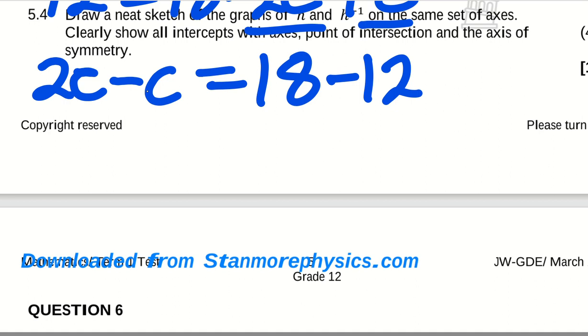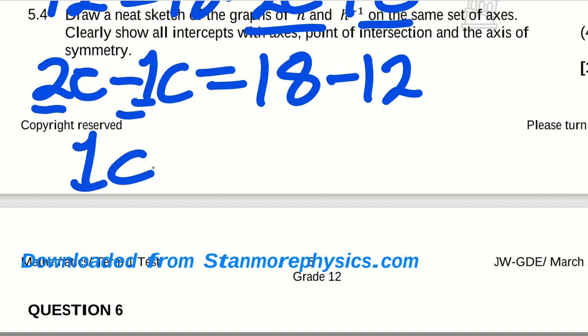So 2c minus c. Okay, one thing that you must know about this c, the one that is just sitting by itself, is that the coefficient, or the number in front of the c, is 1, because they didn't write any number. As long as the coefficient is not written in front of the variable, it means that the coefficient is 1. So 1 is in front of c. So we're going to say 2 minus 1. 2 minus 1 is what? 2 minus 1 is 1. So it means that the answer is 1c.